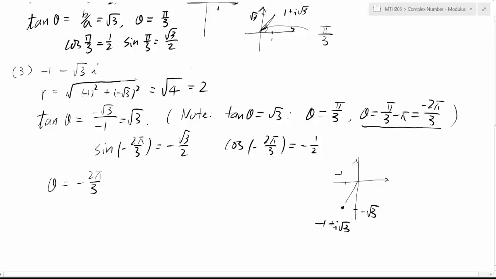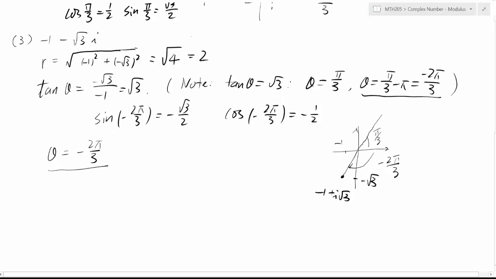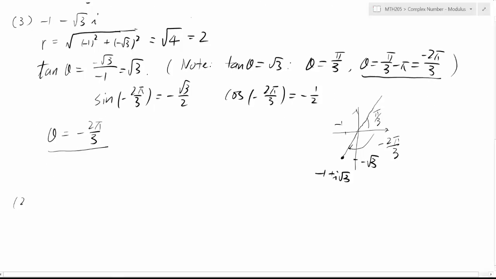And we see that it is on the same line as the other angle, which is pi over 3 over here. This is pi over 3. But our angle over here, this part, is negative 2 pi over 3. And that is the right answer for this problem. So for this complex number, the principal value of the argument theta is equal to negative 2 pi over 3. So with this in mind, let's solve the last problem over here too.